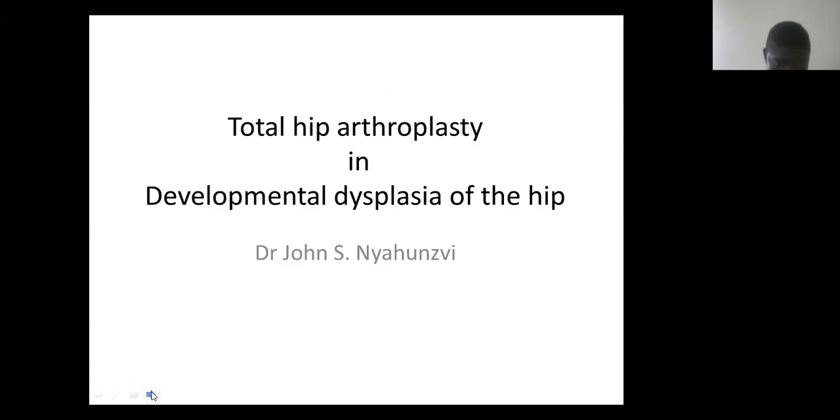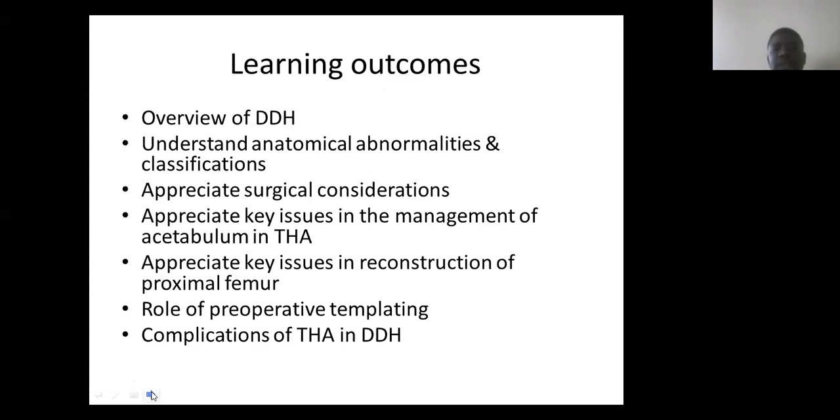The learning outcomes: an overview of DDH; to understand anatomical abnormalities and classification; to appreciate surgical considerations in total hip replacement in a patient with DDH; to appreciate key issues in the management of the acetabulum in THA in a patient with DDH; to appreciate key issues in reconstruction of the proximal femur; to appreciate the role of preoperative templating; and to look at complications of THA in DDH.